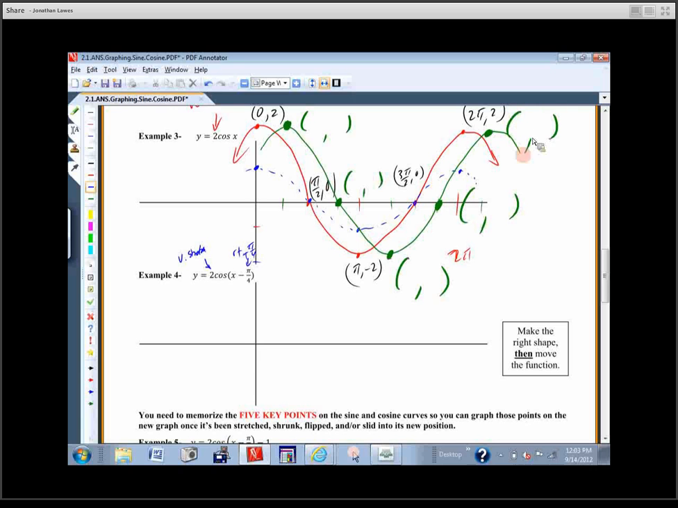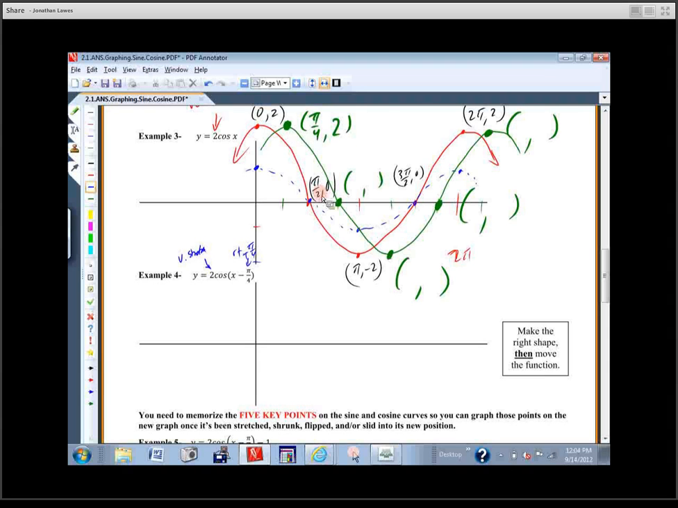Probably. It's not too hard, is it? Where's this one? Pi fourths, because we moved it over pi fourths. So if all you're doing is sliding it to the right, what's the only coordinate that changes? It's only the x-coordinate that changes. So this is going to be pi fourths comma 2.